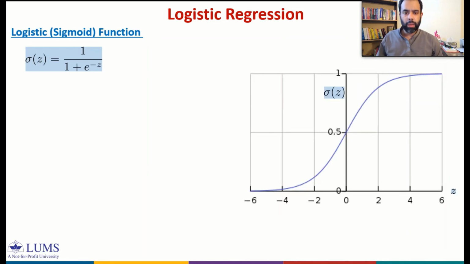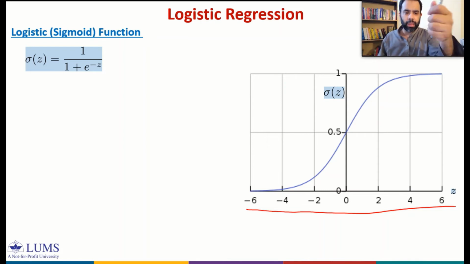This function is given by this plot. It's a mapping from one-dimensional real space, which can take any value from minus infinity to infinity, but it returns a value on the y-axis between 0 and 1. If you observe this plot, when z is less than 0, it returns a value between 0 and 0.5. For z greater than 0, we get a value greater than 0.5. When z is equal to 0, we get exactly 0.5.